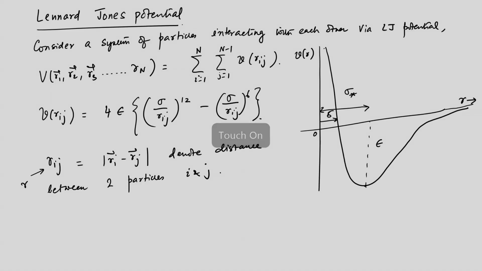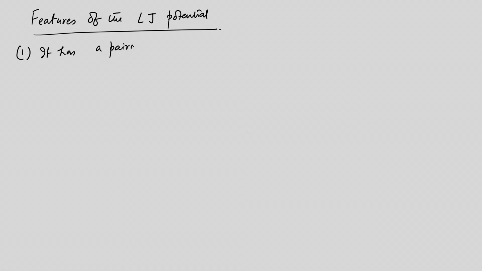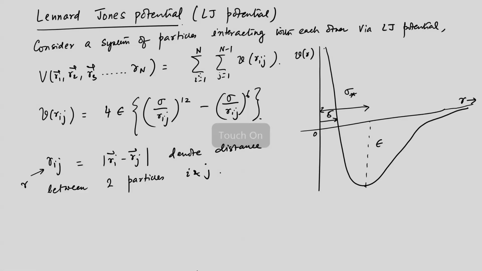So, let us just write it as LJ. So, LJ potential, Lennard-Jones. It has a pairwise additive form. What we mean is the following: that there are two sums, i and j, and this is pairwise additive, so these two additions are referred to as being pairwise additive.